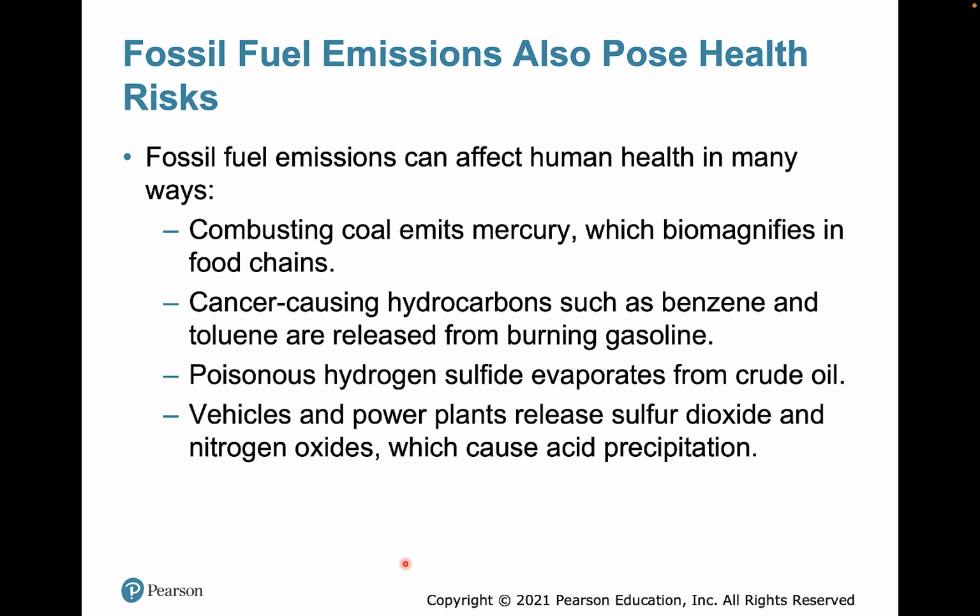Vehicles and power plants release SOx and NOx, which we learned wind up causing acid precipitation. Okay, so when we burn these fossil fuels, we release SOx and NOx, which will combine with the water in the atmosphere and form sulfuric acid and nitric acid, which are key components in acid precipitation.